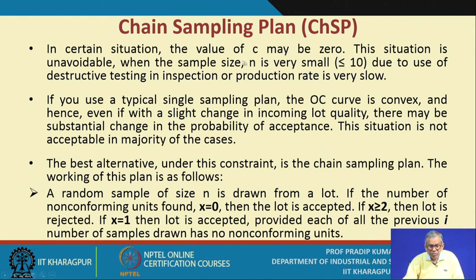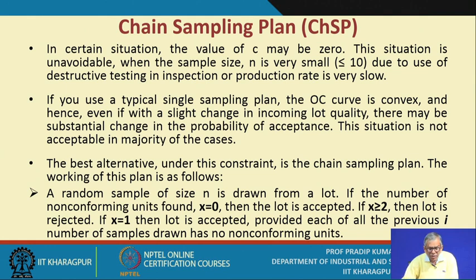Now the value of C may be 0 when the sample size n is very small, less than or equal to 10, due to the use of destructive testing inspection, or the production rate is very slow. So if the sample size is less than or equal to 10, say 8 or 7, in all likelihood you will find that you suggest that the acceptance number must be 0.